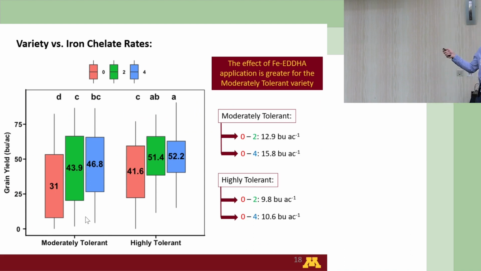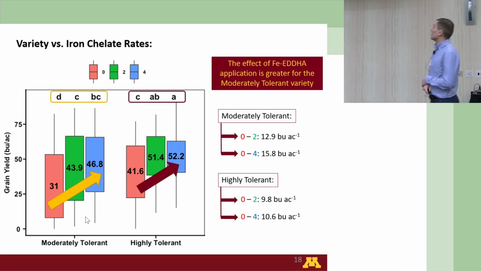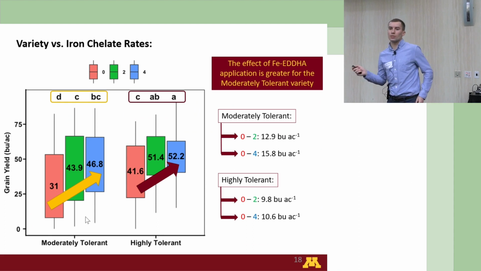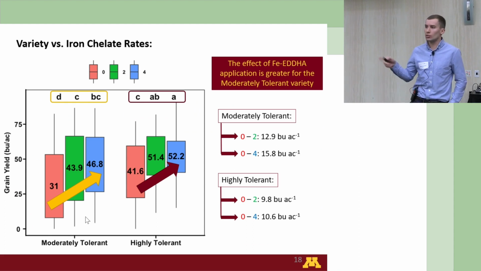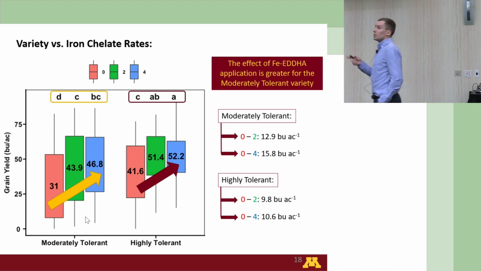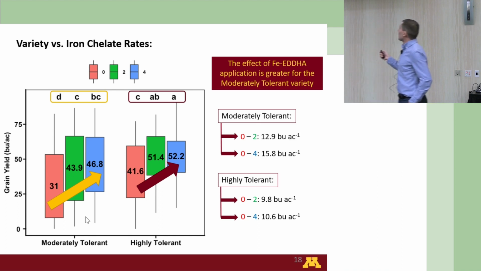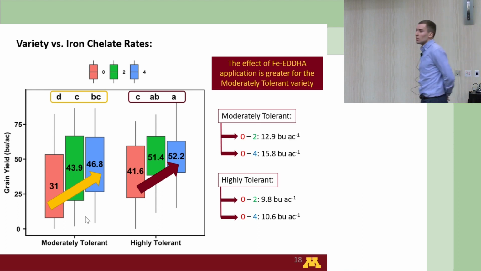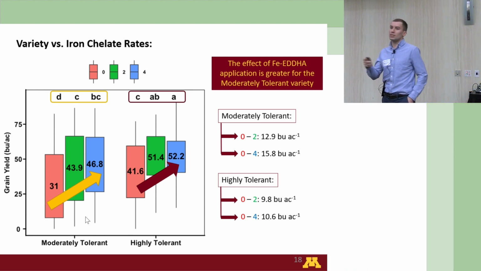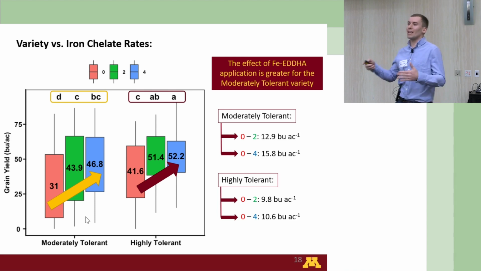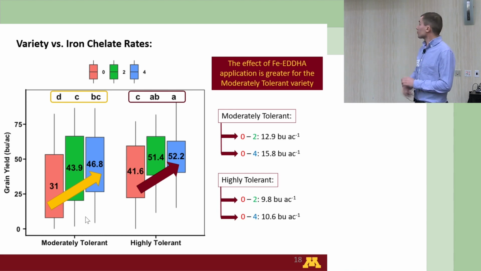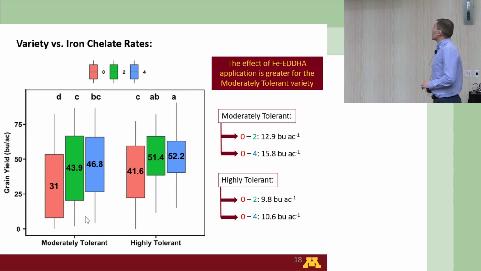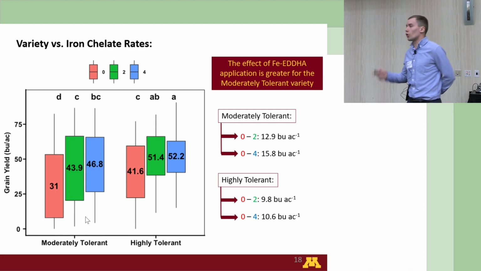Now let's take a look at the interaction between varieties and iron chelate rates. The first thing that this graph shows is that iron chelate application, regardless of rate, significantly increased the yield of both varieties. We can see that applying 4 pounds of iron chelate per acre tended to produce the highest yields, but we don't have enough evidence to say that these yields were significantly higher than applying 2 pounds of iron chelate per acre. But a second thing that this graph shows is that the effect of iron chelate application was greater for the moderately tolerant variety compared to the highly tolerant one.